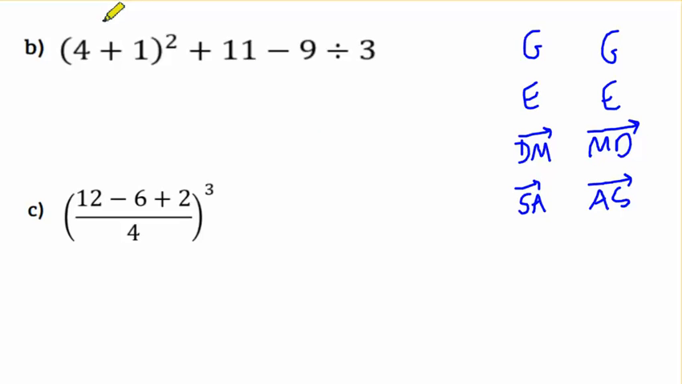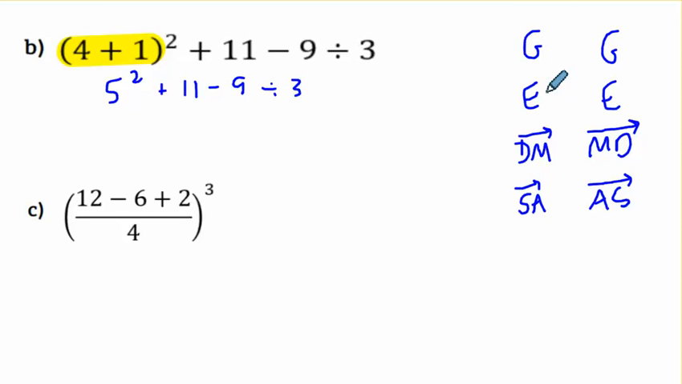All right, moving on to the second problem, we look and we've got parentheses, we've got addition, we've got exponents, some more addition, some subtraction, some division. So let's just go through it top to bottom here. Grouping is always going to come first. So in this case, we are going to figure out what 4 plus 1 is inside the parentheses, which of course is 5. And so everything else is going to come down. We still have a plus 11, a minus 9, and a divided by 3. So we've taken care of the grouping.